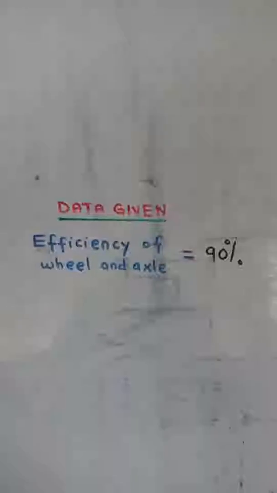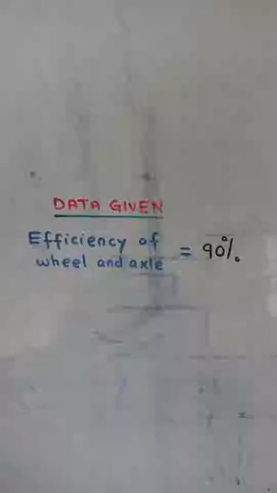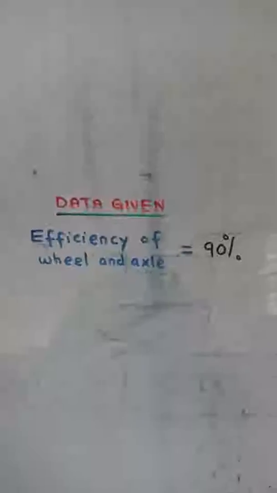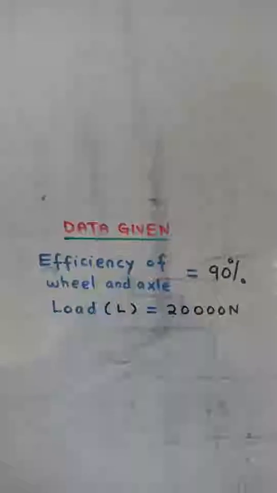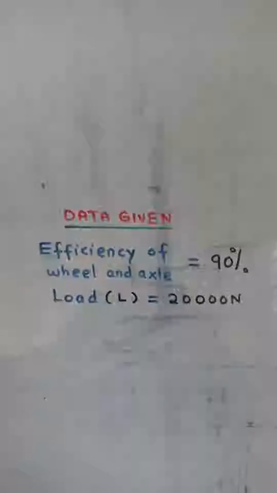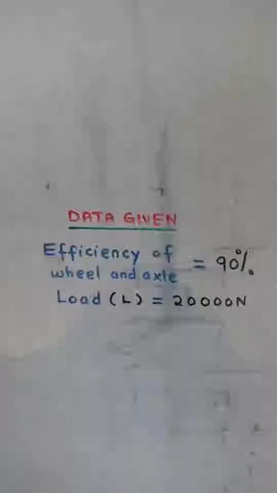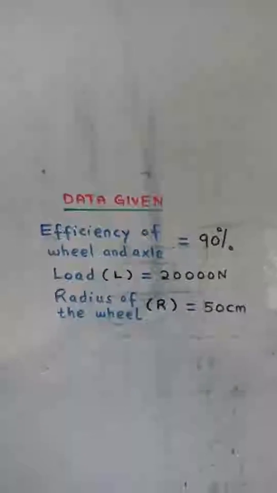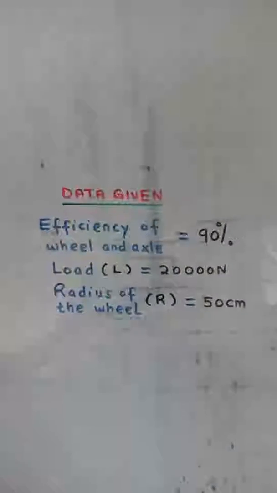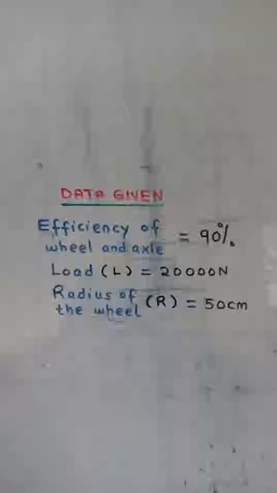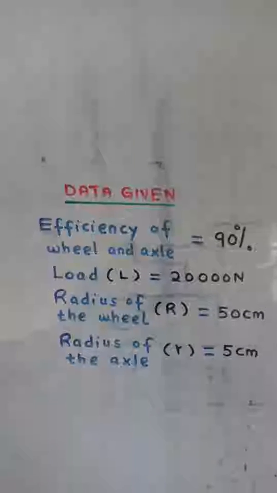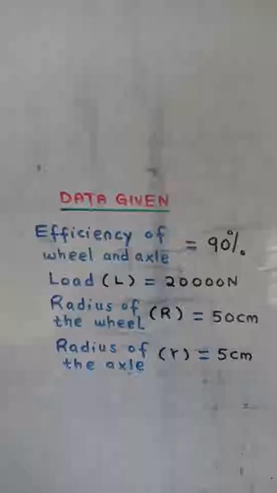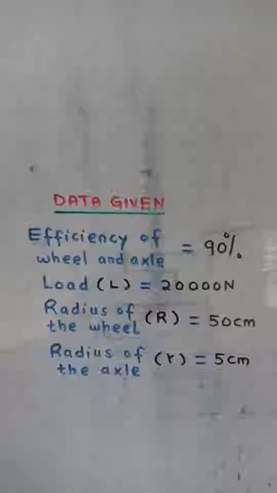Data given. Efficiency of wheel and the axle is equal to 90%. Load is equal to 20,000 newtons. Radius of the wheel is equal to 50 centimeters. And the radius of the axle is equal to 5 centimeters.